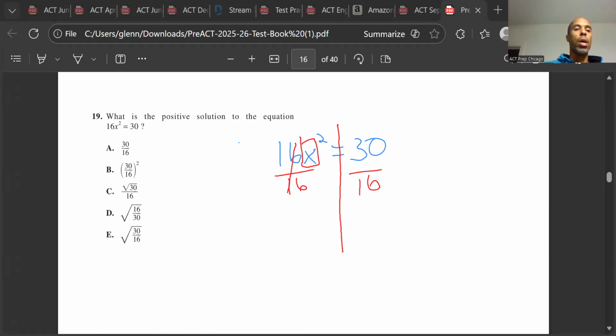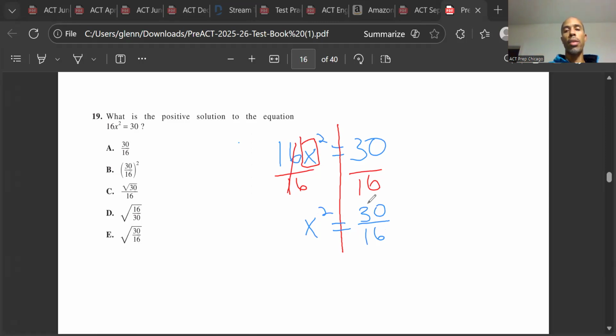Cancel there. At this point, we could reduce the fraction, but we're not. Why not? Because the denominator is a perfect square. So we're going to leave it as 30 over 16, because we know to get rid of a square, we have to square root it. And we can square root 16, even though we can't square root 30. So we're going to leave it.